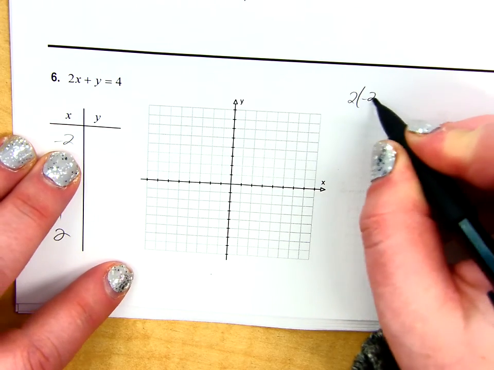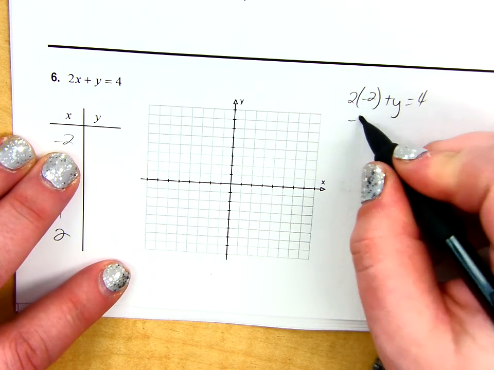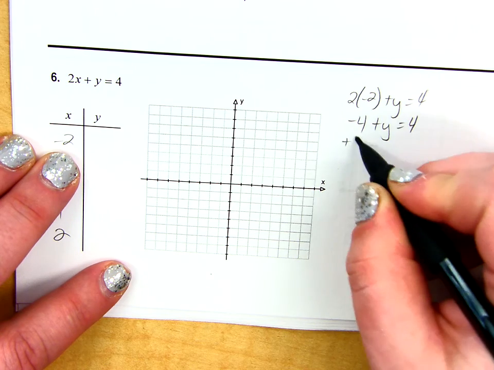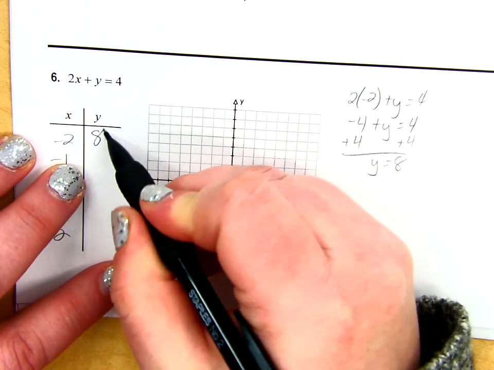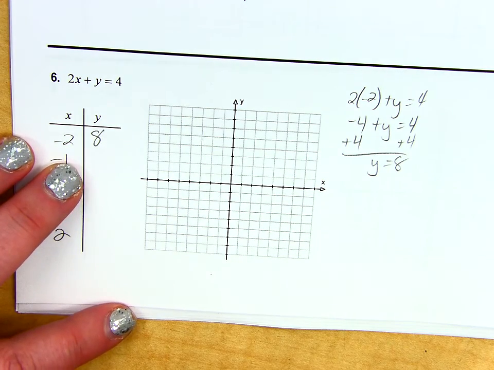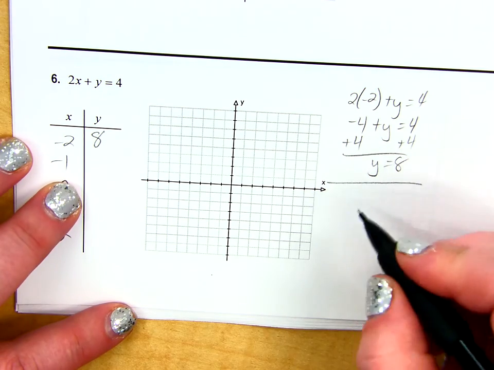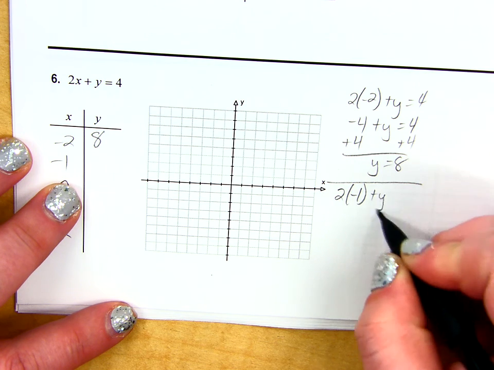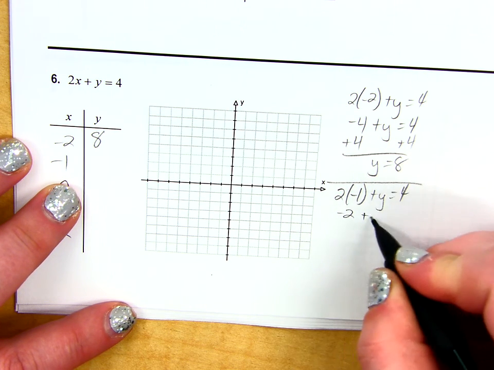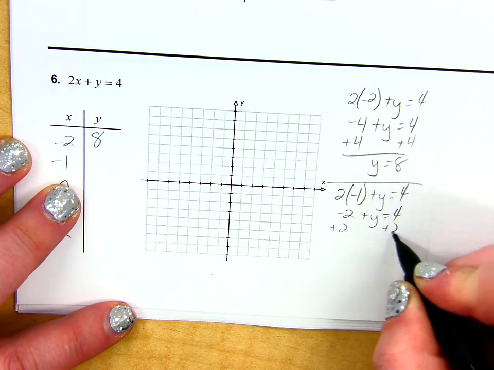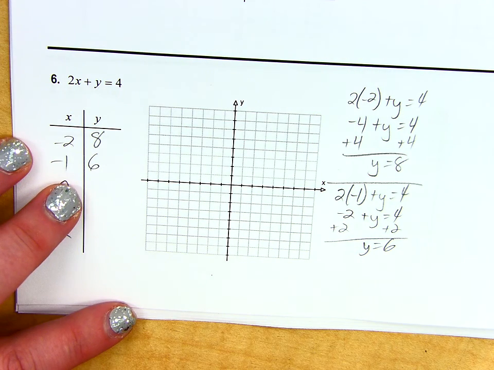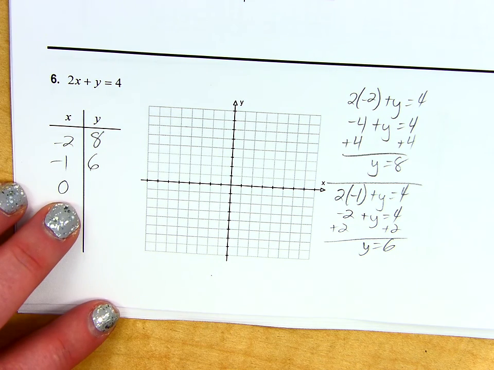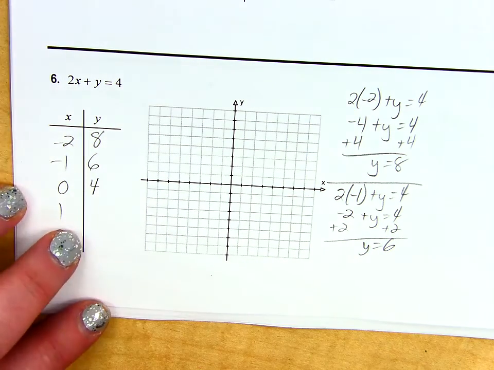So I've got 2 times -2 plus y equals 4. So that's -4 plus y equals 4. So let's go ahead and add that 4 over. So I get 8 when I plug in -2. Did you? Okay. And then we can do the same thing for -1. 2 times -1 plus y equals 4. What'd you guys get? 6, that's what I got. 0, you might be able to do that one in your head. It's just 4, right?